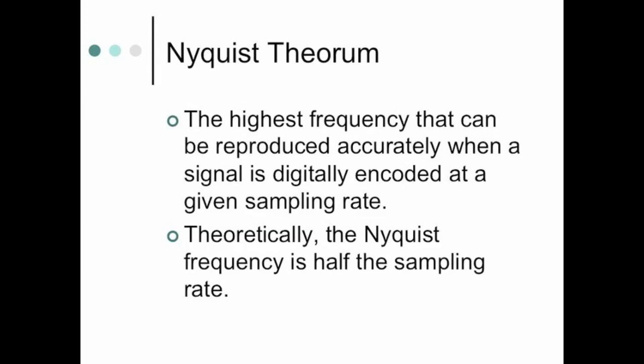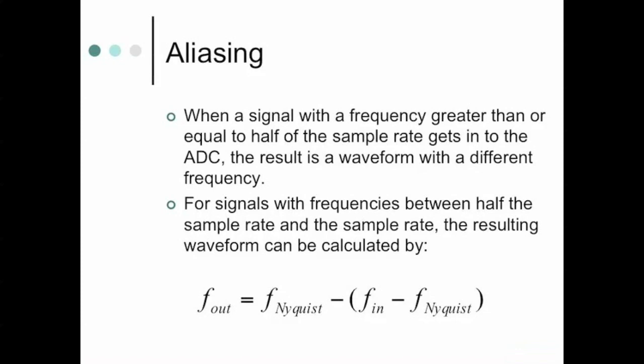Let's take a random signal, some frequency. If you have a sample rate that's slower than the highest frequency trying to be recorded and coming into the system, it creates what's called alias frequencies, like alien frequencies, which is true. So you get all of these extra frequencies that really don't exist in the original sound. For signals with frequencies between half the sample rate and the sample rate, the resulting waveform can be calculated by the formula I listed here.